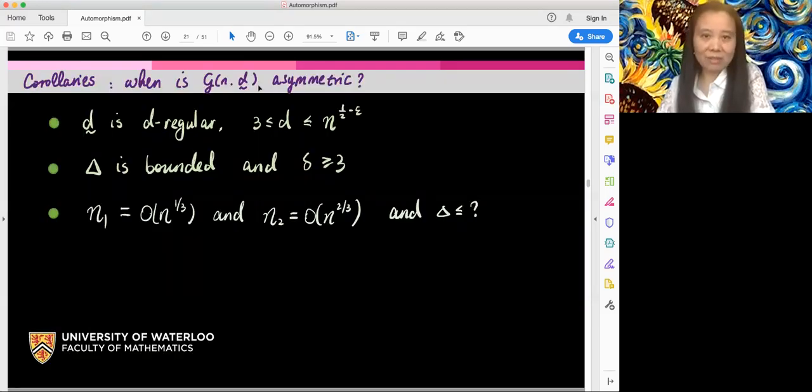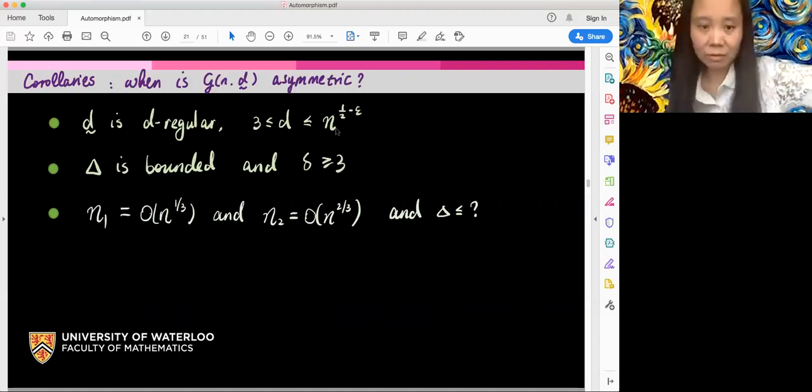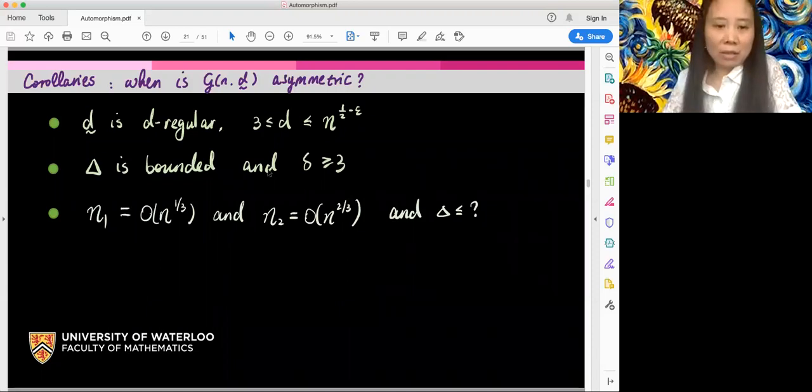So here, G and D is asymmetric. Here are some corollaries. First, you check the D-regular case, then they can show it for D in the range between 3 and, roughly speaking, square root of n. And if you think about bounded degree sequences, so the maximum degree is bounded, it doesn't grow with n, then for any bounded degree sequence, as long as the minimum degree is at least 3, they also show that this random graph is asymmetric.